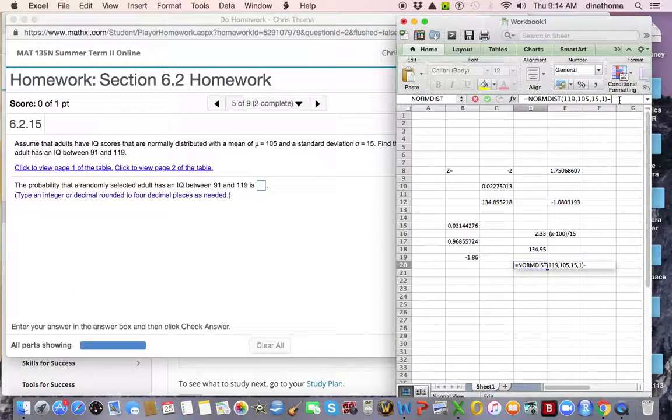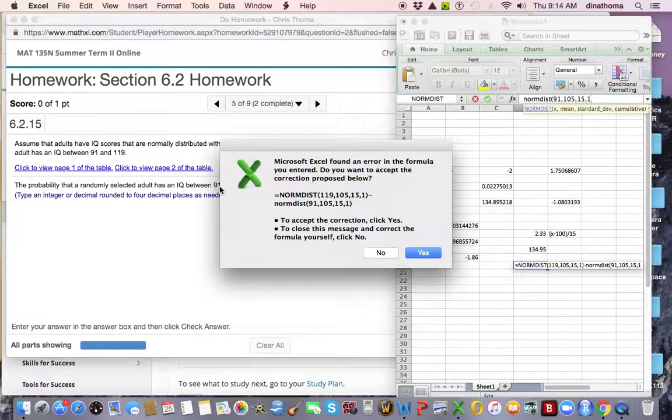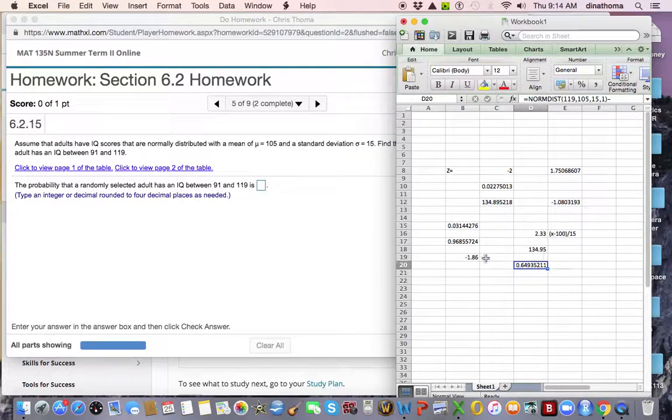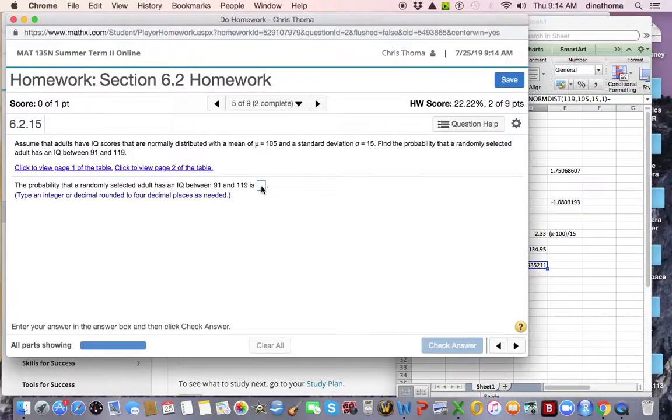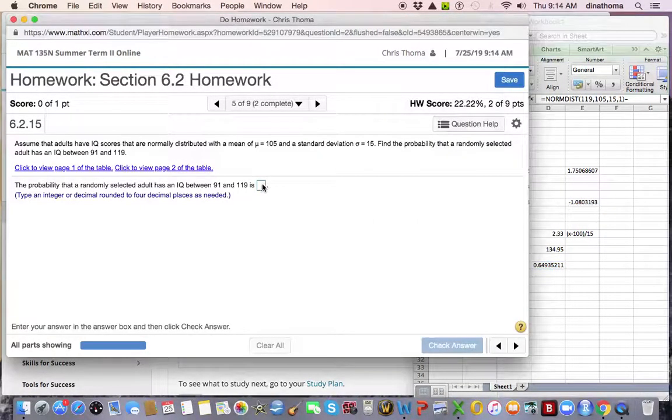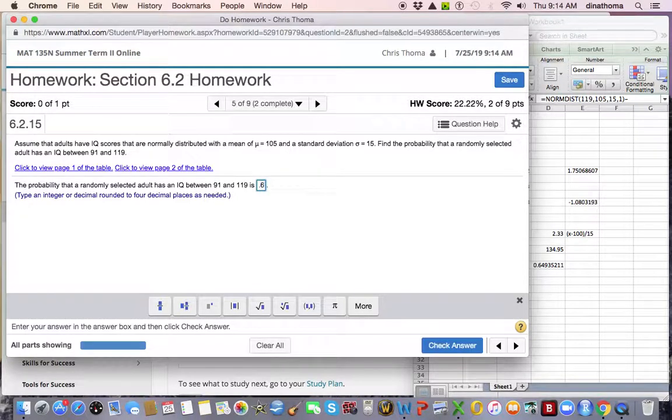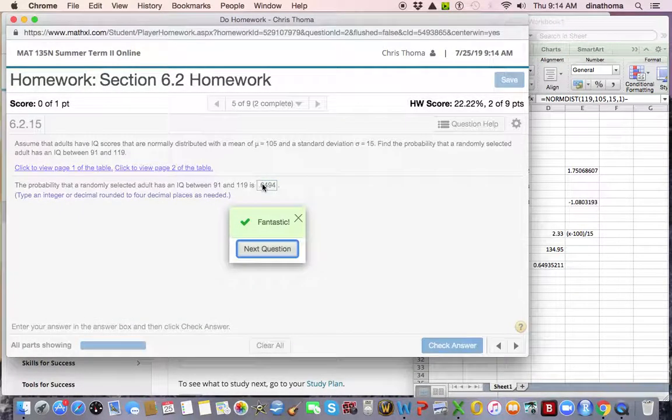Bring this over a little bit. And I'm going to subtract the smaller one, so I put norm dist again, parentheses, my smaller x, which is 91, mean of 105, standard deviation of 15, 1. Now just tell me I forgot a parentheses. And I get 0.6493, but that's a 5, so that should be a 4. I know it's a little fast, but the good news is this is a video, so you can rewind if you see what I have to type in.